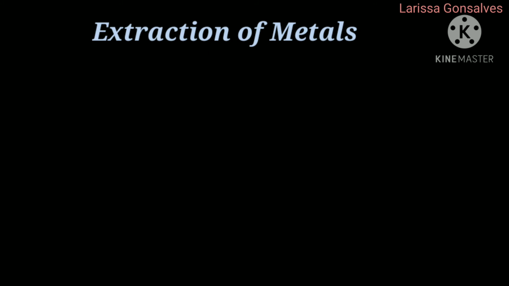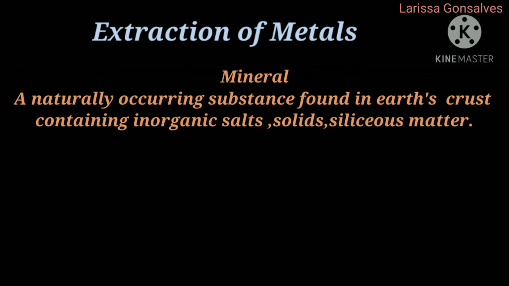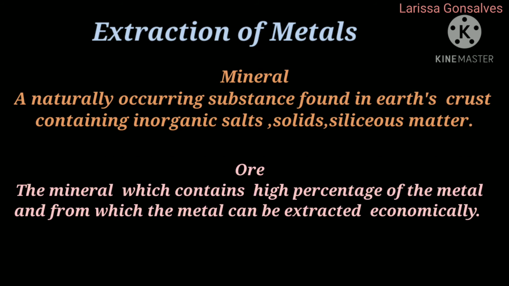What is a mineral? It is a naturally occurring substance which is found in the Earth's crust containing inorganic salts, solids, siliceous matter, etc. Siliceous means silica is present in them. What is an ore? The mineral which contains a high percentage of metal and from which the metal can be extracted economically is called an ore.